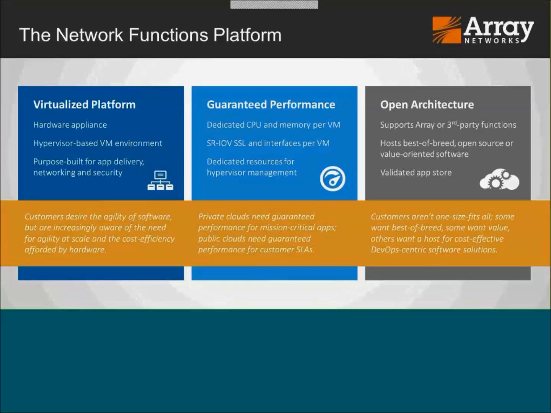So if you look at the items in yellow, what's the so what of these three pillars? The customers are desiring the agility of software, but increasingly are aware of the need for agility at scale and the cost efficiency afforded by hardware. For the guaranteed performance, private clouds need guaranteed performance for mission-critical apps, and public clouds or managed services need guaranteed performance for customer SLAs, like we touched on a little bit earlier. And then lastly, on the open architecture, customers aren't one size fits all. Some want best of breed, some want value, and others want to host cost-effective or DevOps-centric software solutions.